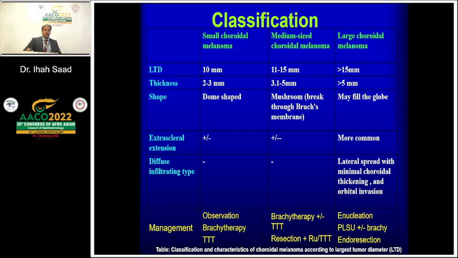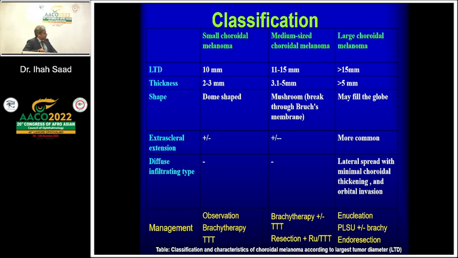We really have to identify and think about management. So melanomas are classified into small, medium, and large, depending on the largest tumor dimension and the thickness. Small is less than 10 millimeters in diameter and 3 millimeters in thickness, up to the larger melanoma. As it is small, it comes as a dome shape, and then it goes into a mushroom shape, and it may fill the globe sometimes. The larger the tumor, the more the tendency to have extraocular extension. And we also have the difficult diffuse infiltrating type, difficult to diagnose and manage.